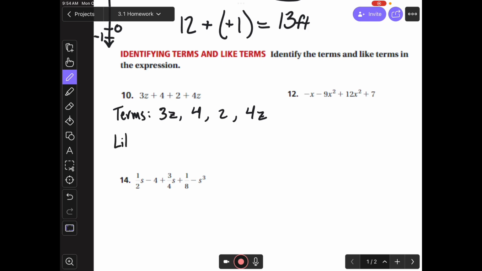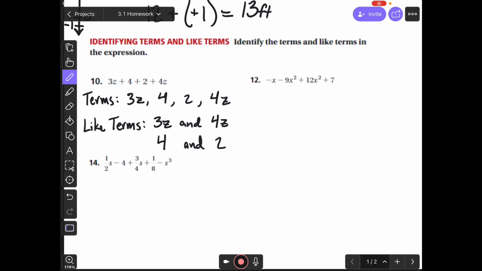For like terms, this is where we look at which ones match the same form. Well, we have two pairs, right? 3z and 4z are like terms because they both have a linear z attached. Linear being it's to the first power. We also have 4 and 2, which in this case we would call constants, right? They don't have any variables attached. They just stay 4 and 2. So that's how we do 10.